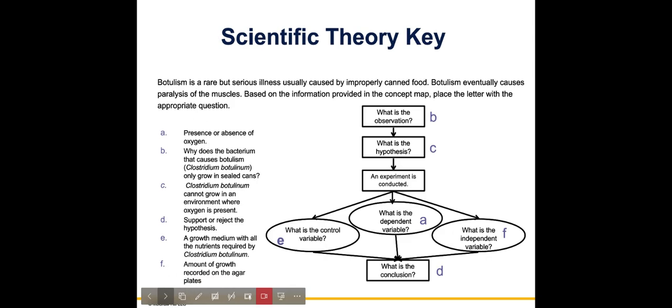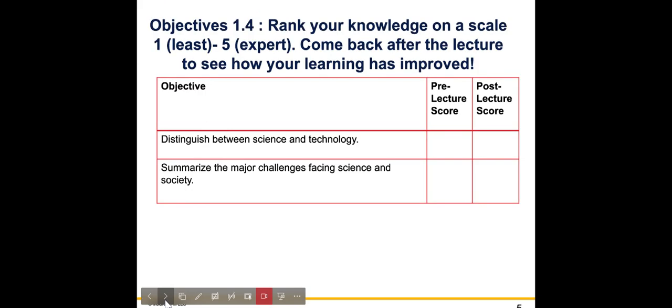And then, of course, your book provides you an answer key. And then we're at our last section, so you may want to go back and rank yourself on section 1.3, and then of course give yourself a ranking for section 1.4 about science and technology and some challenges facing science and society.